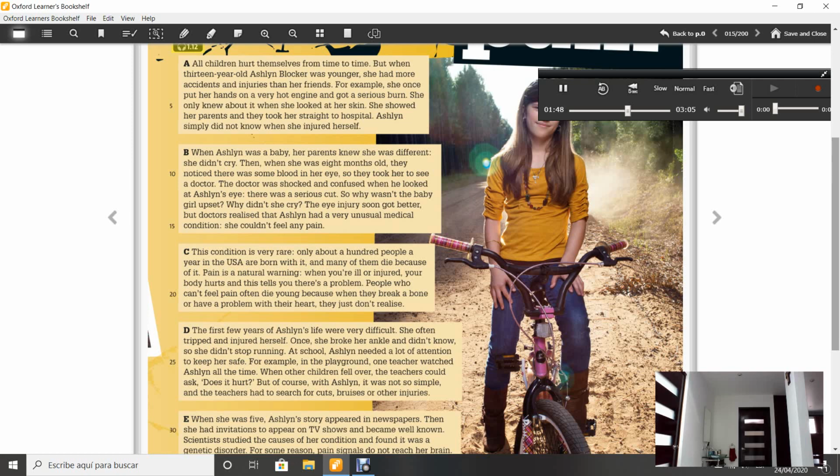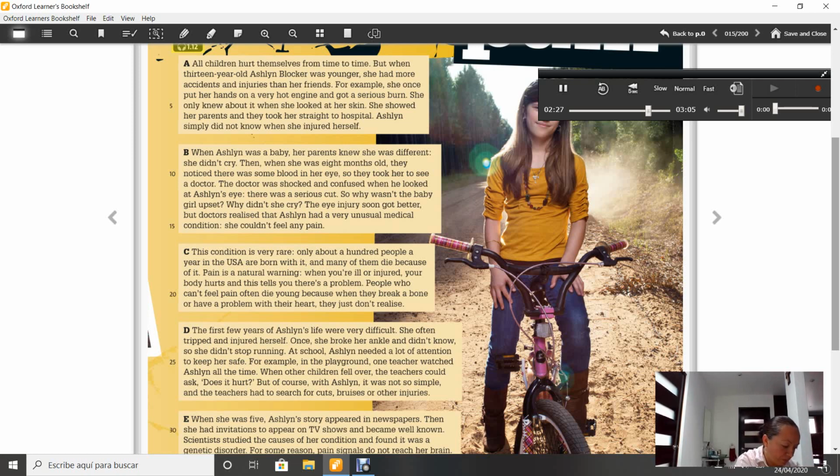The first few years of Ashlyn's life were very difficult. She often tripped and injured herself. Once, she broke her ankle and didn't know, so she didn't stop running. At school, Ashlyn needed a lot of attention to keep her safe. For example, in the playground, one teacher watched Ashlyn all the time. When other children fell over, the teachers could ask, "Does it hurt?" But of course, with Ashlyn, it was not so simple, and the teachers had to search for cuts, bruises, or other injuries.